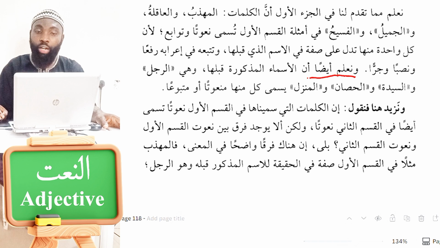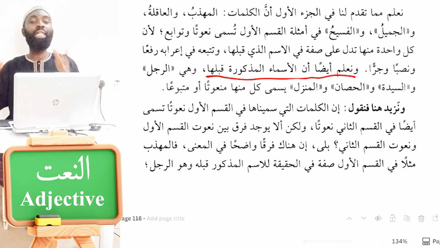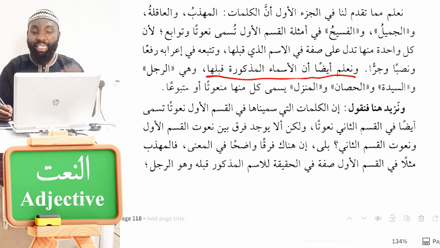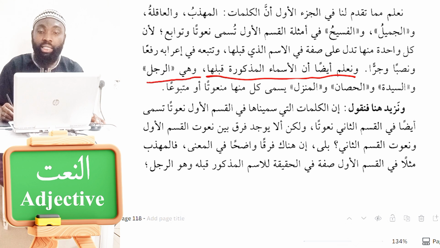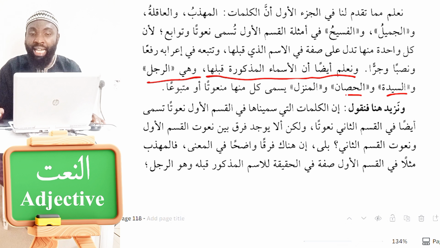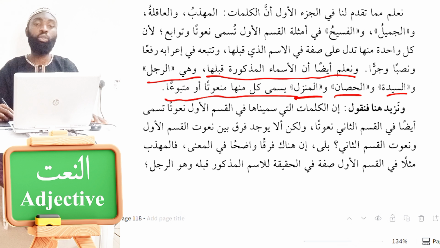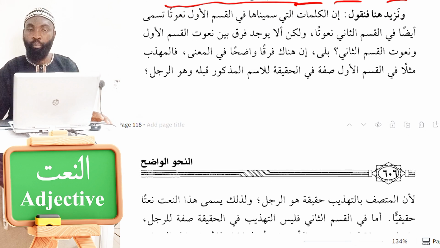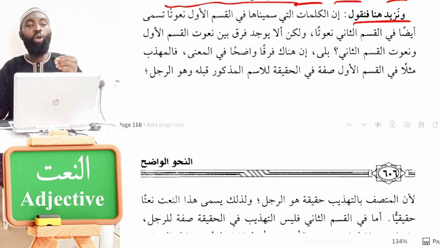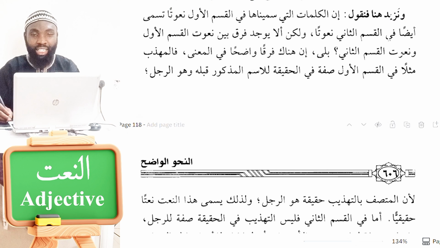And we also know that the nouns which are mentioned before these adjectives, which are the word ar-rajulu, as-sayyidatu, al-hisan, and al-manzilu, all of these nouns are called matbu' or man'ut, as we have mentioned. Here we want to make an addition. What are we going to be saying here? Let's look at it.